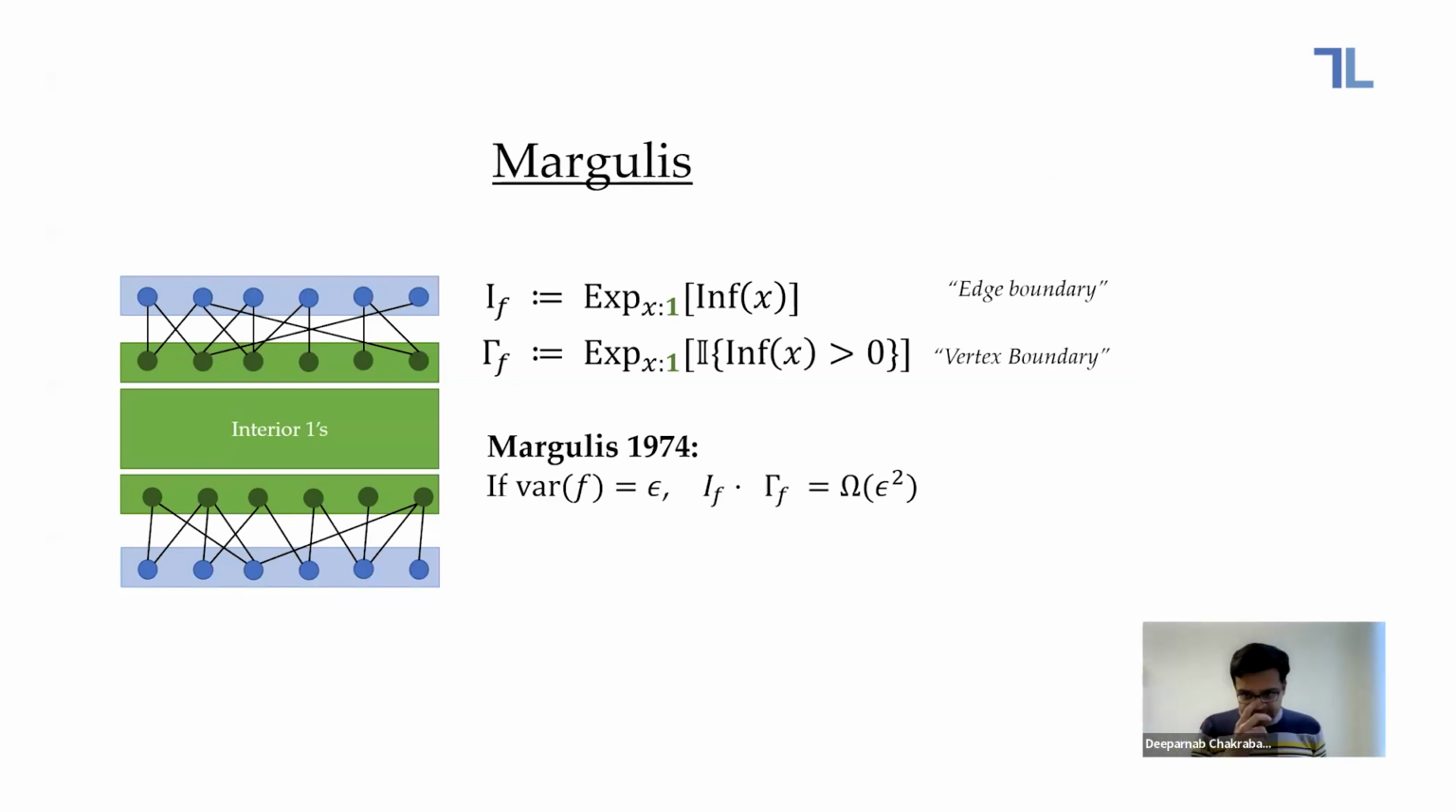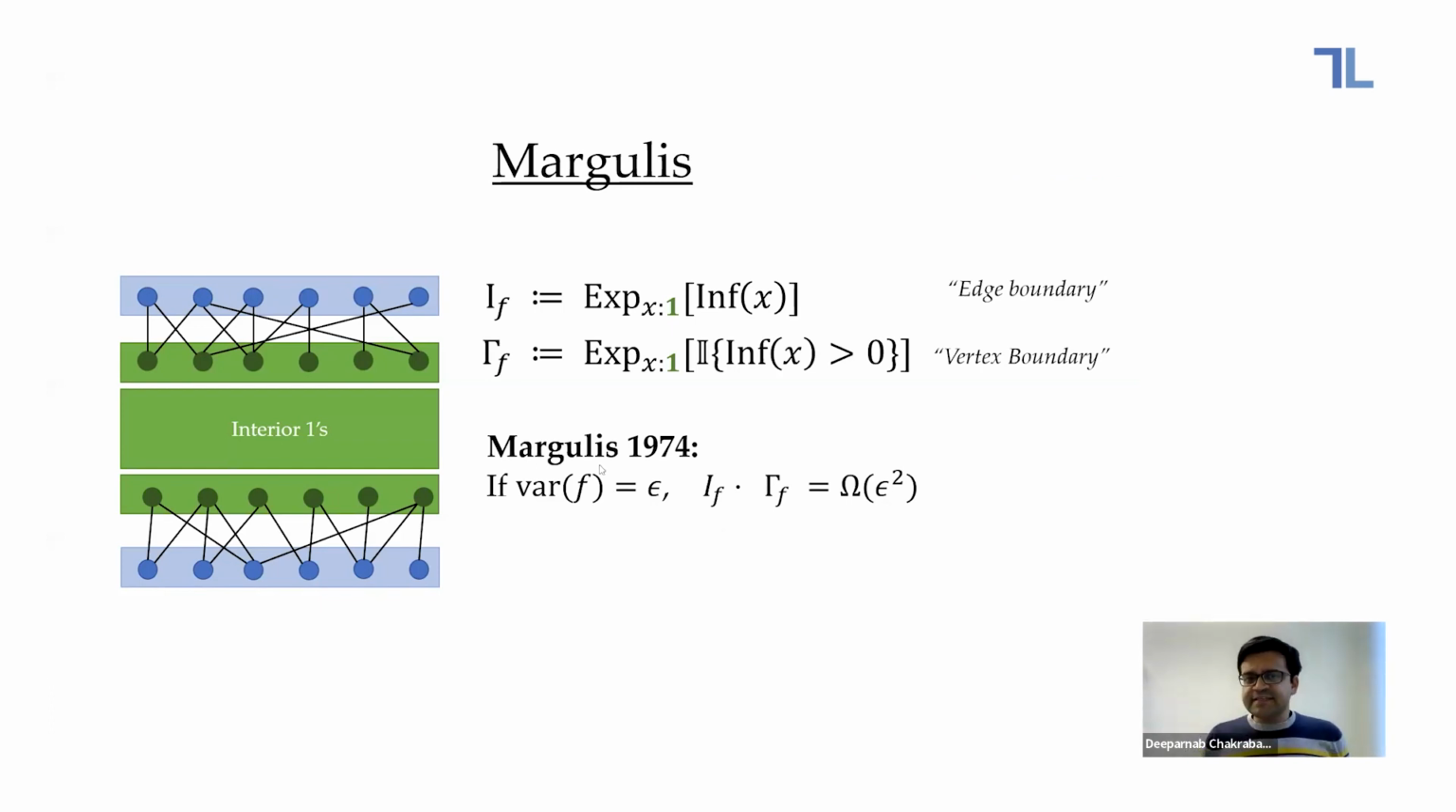So the way to interpret this maybe is, before I interpret this, let me pause and see if everyone is convinced that this statement is a stronger statement than Poincare. Poincare says that this number is omega epsilon. Margulis says that the product of the edge and vertex boundary is omega epsilon square. So I want to just pause and see if everyone sees that this implies Poincare.